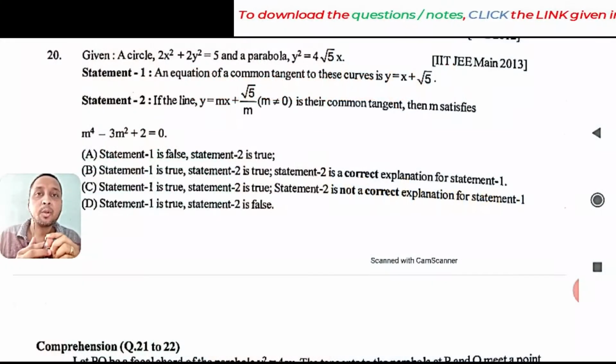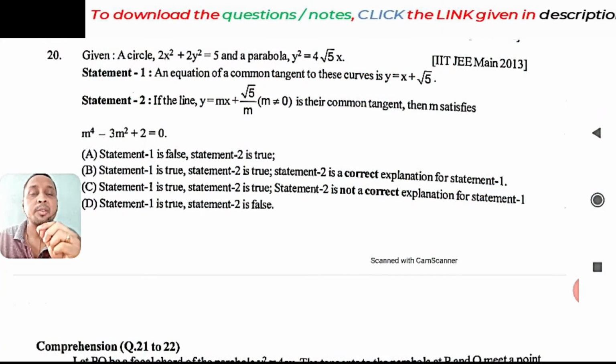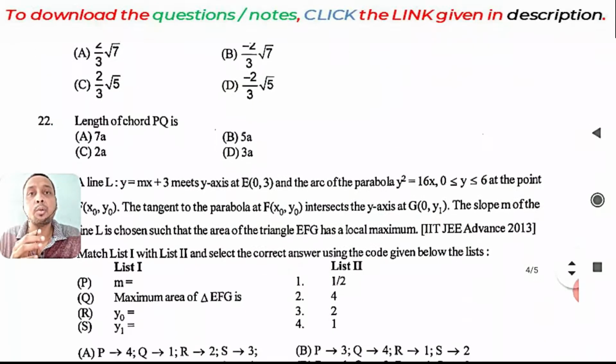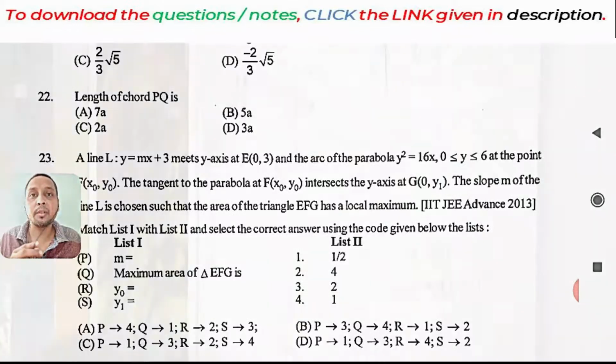Okay students, welcome you all to this new lecture in advanced level where we are solving previous year IIT JEE questions on parabola. So today we will be solving 4 questions, question number 20, 21, 22 and then 23. Okay, then let's try to solve these questions.